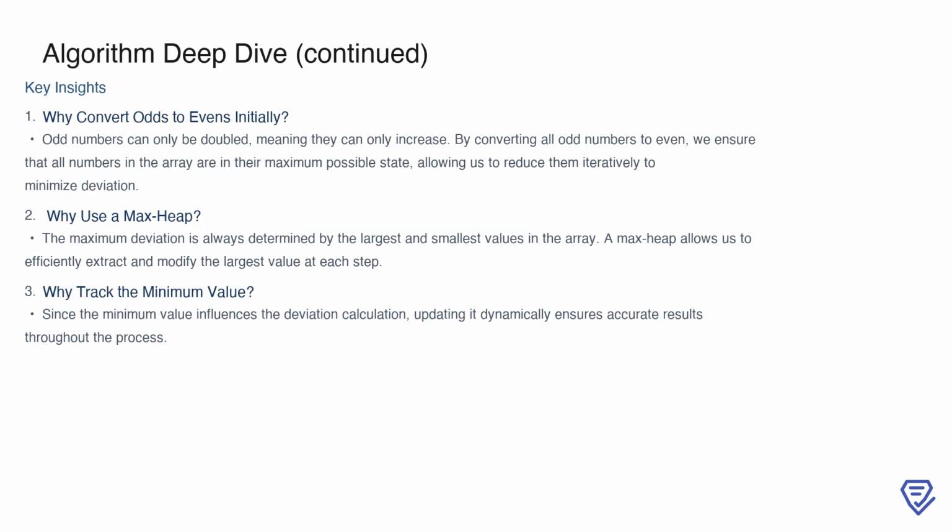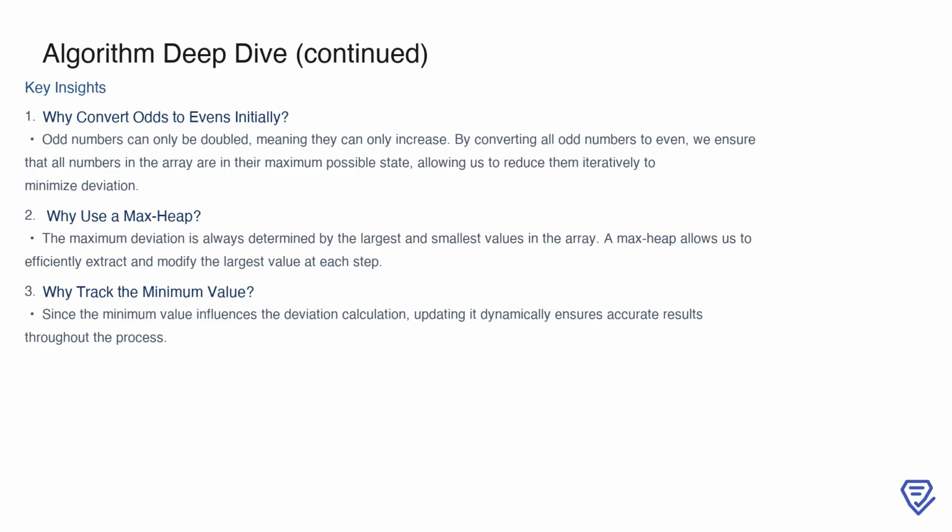The approach we've outlined relies on a few key insights to ensure it's both efficient and correct. First, converting odd numbers to even at the start is necessary because it allows us to explore the maximum possible range for each number. This ensures we don't miss any potential states that could lead to a minimized deviation.